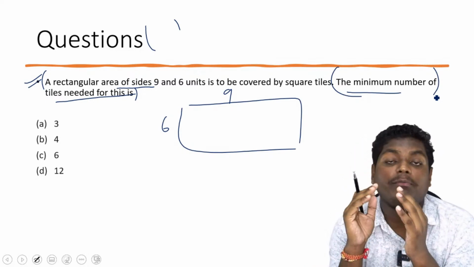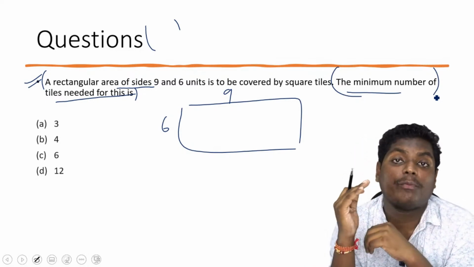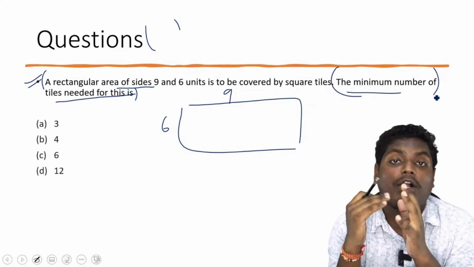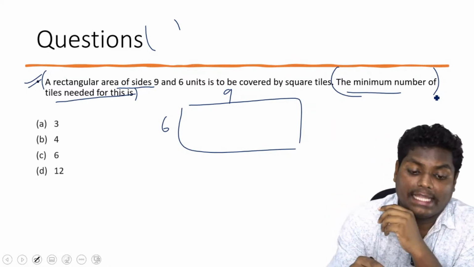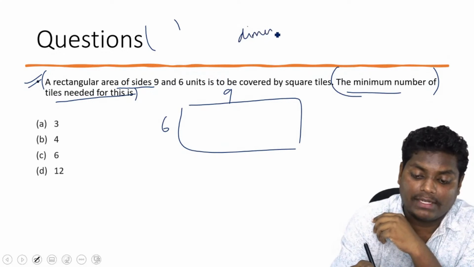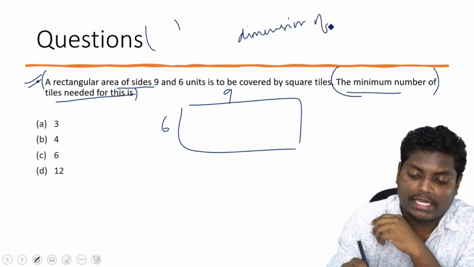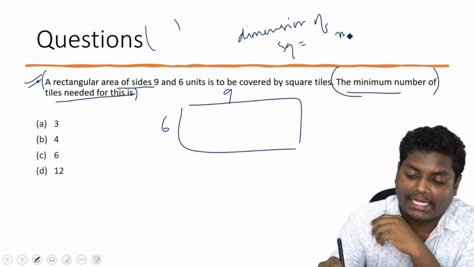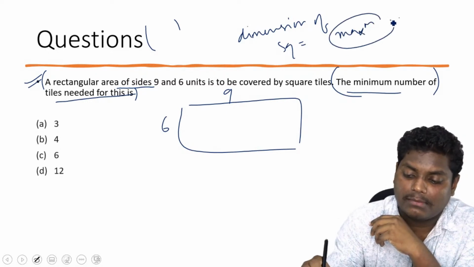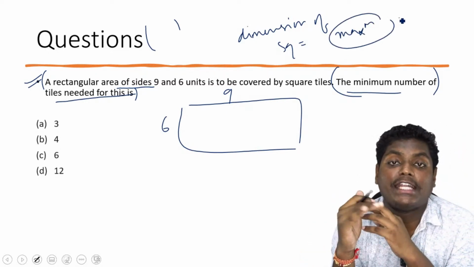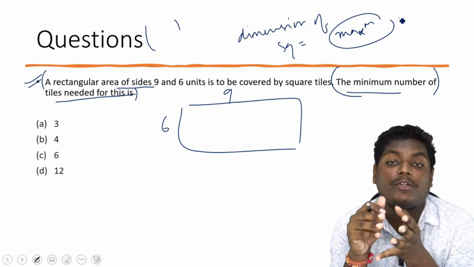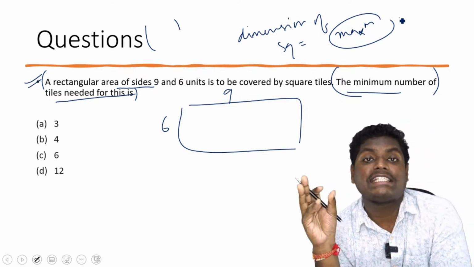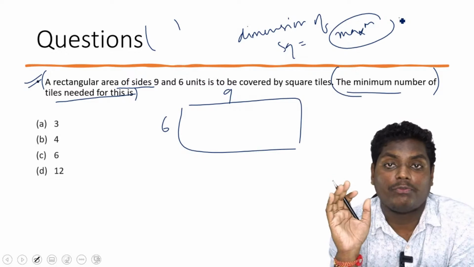Okay, so what do we understand from minimum number of tiles? If we want to fill up with the minimum number of tiles, that means the dimension of the square tile that we are looking into needs to be maximum. Maximum size of the tile we need to pick, so that we fill up with the least number of tiles. Is this point clear to you first?